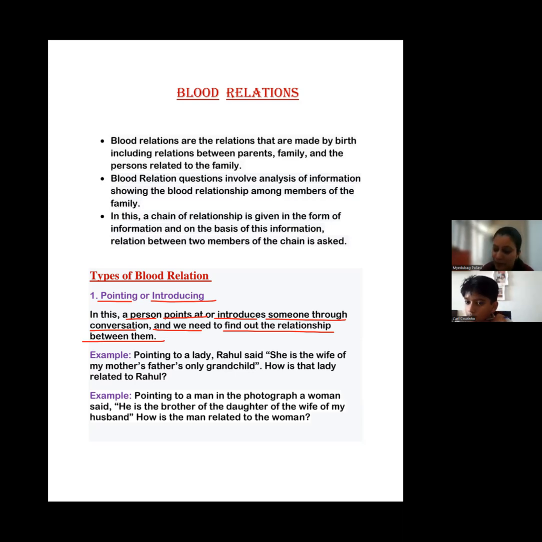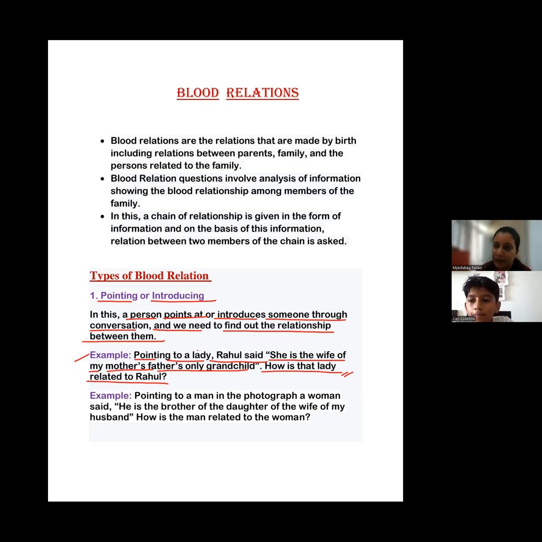For example, we can see here, pointing to a lady, Rahul said. Rahul is talking to some other person, pointing towards a lady, and telling that person that she is the wife of my mother's father's only grandchild. And then the question will be asked, how is that lady related to Rahul? We'll solve it later. First, let us understand what type of questions will be asked in this.